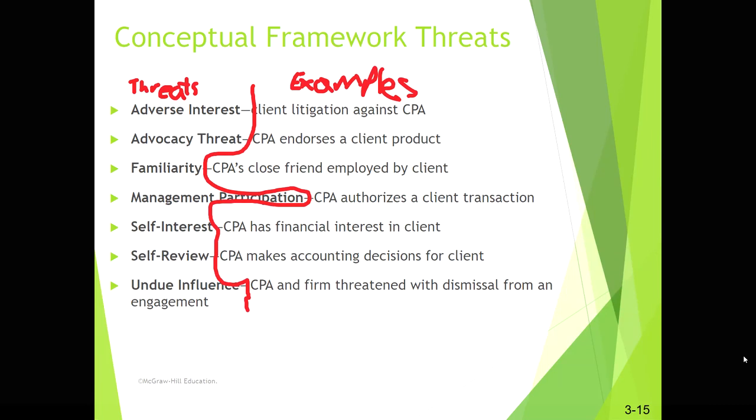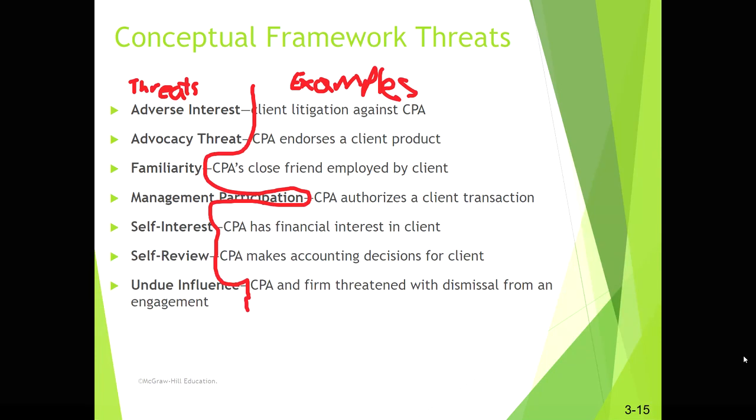Self-interest is another threat. So the CPA, for example, owns some individual stock in the client. And the argument there, and we'll address this later, is that now you have an interest in making sure, for example, that the stock price stays high, so you don't want to put out any bad information about the company.